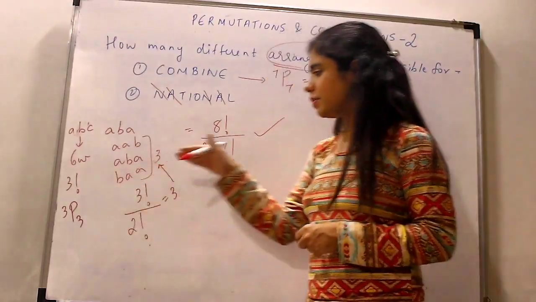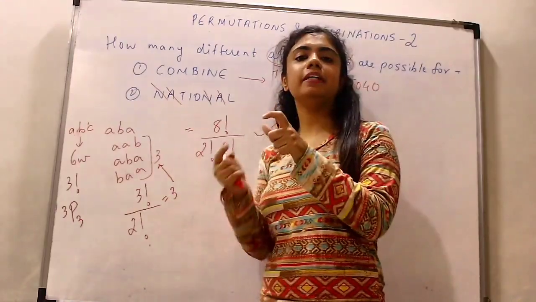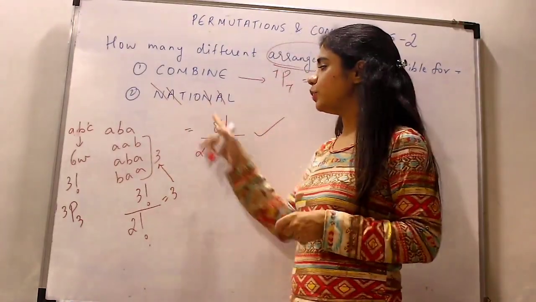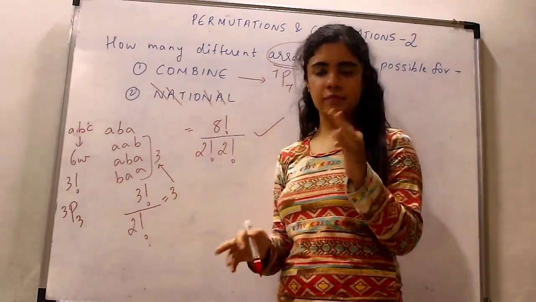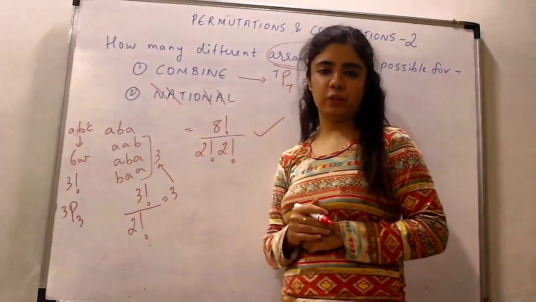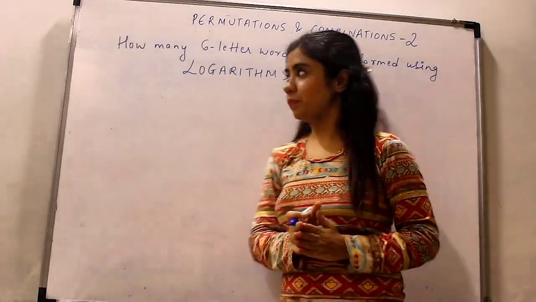So from this concept only, we derive this. Whatever letter is getting repeated, the number of times it is repeated, you're going to divide by the factorial of that. So for example, if N would have repeated 3 times, this would become 3 factorial. So that is how you solve it. And let's look at the next question.